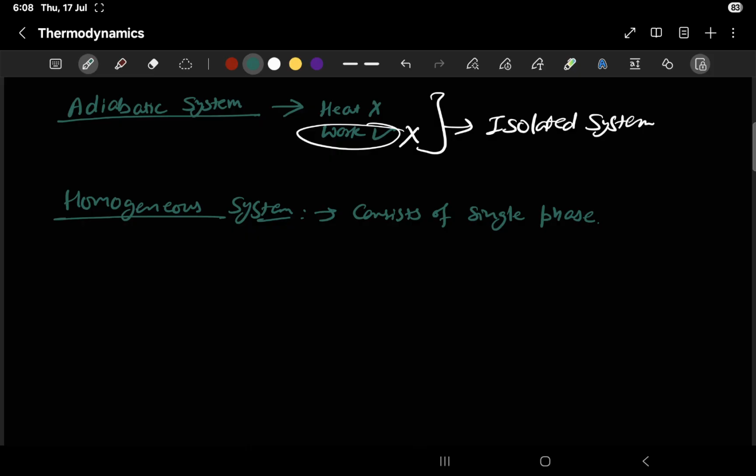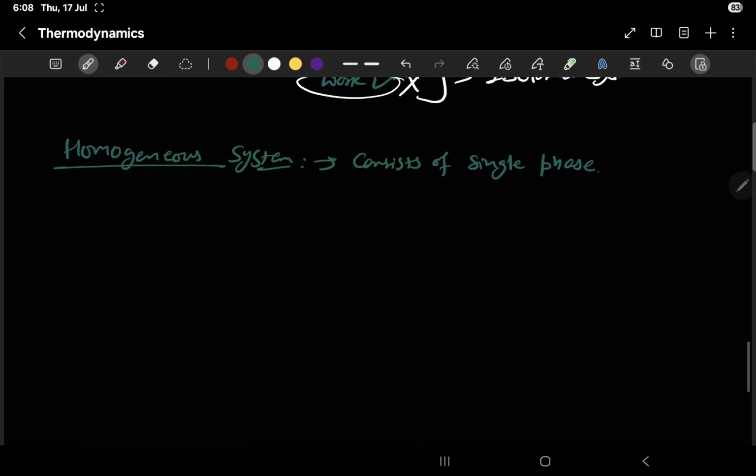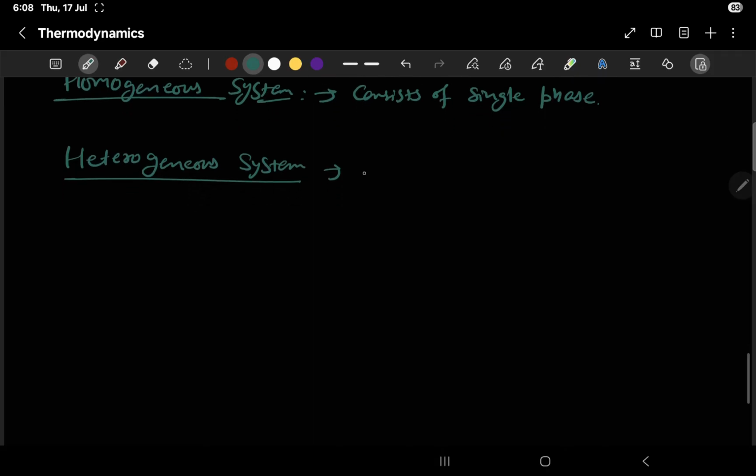Now there is another term. Since there is homogeneous, there ought to be a heterogeneous system. And what is a heterogeneous system? If a system consists of two or more phases, it is called a heterogeneous system.